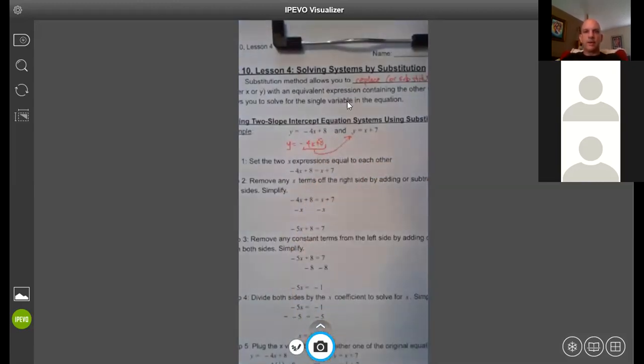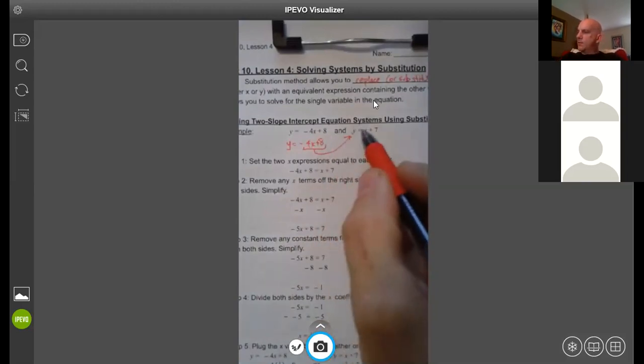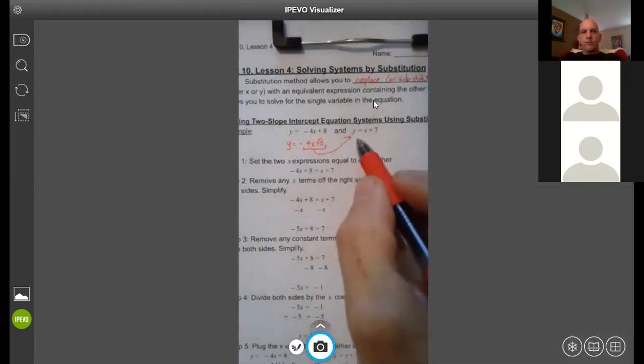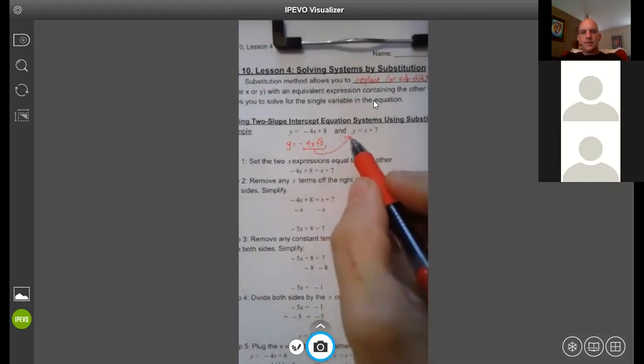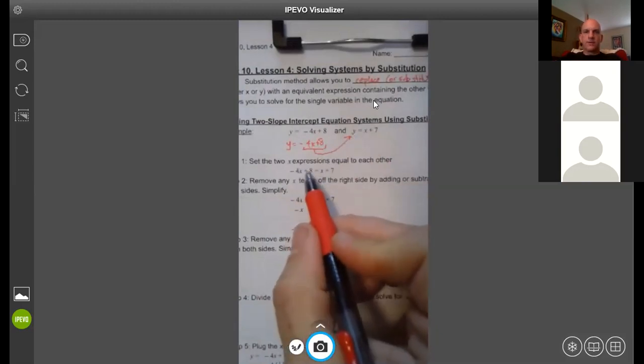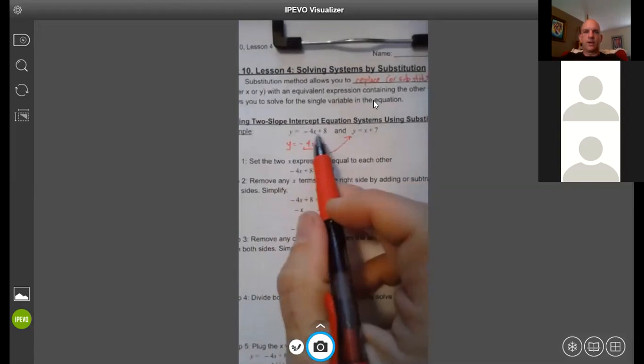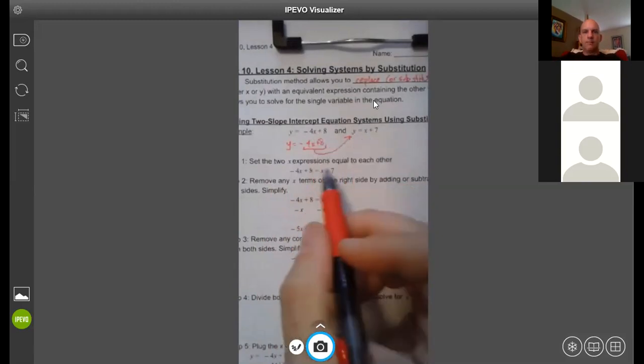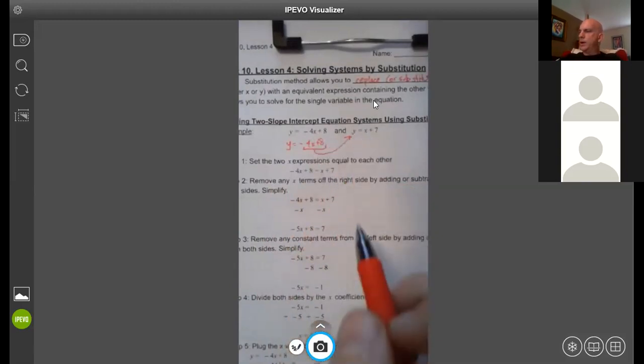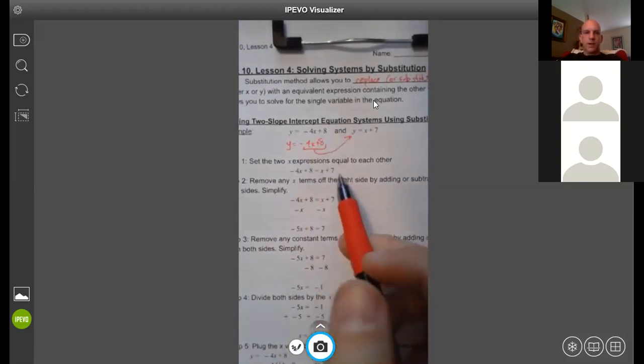So that's why the first step is always to just see what we have here. We're going to replace this negative 4x plus 8 in place of that y. All right, and so that's where this first step is: set the two x expressions equal to one another. So negative 4x plus 8 is going to equal x plus 7. So that's step one for this process, okay?